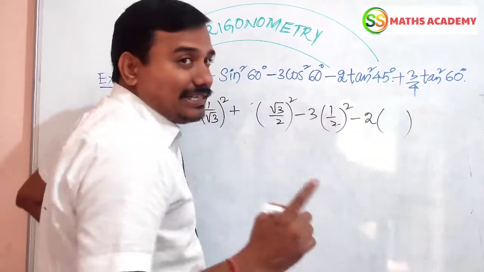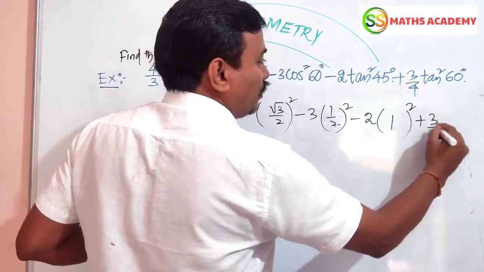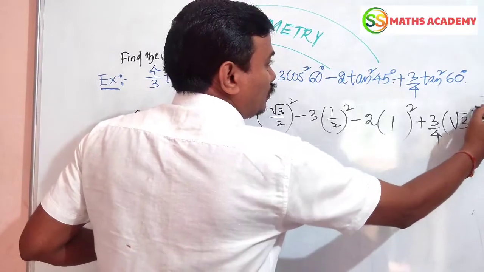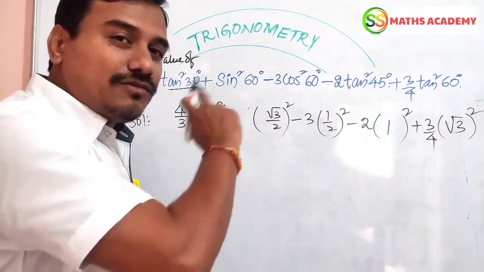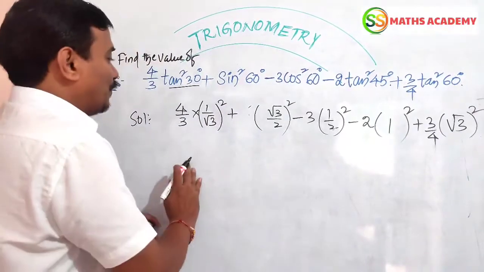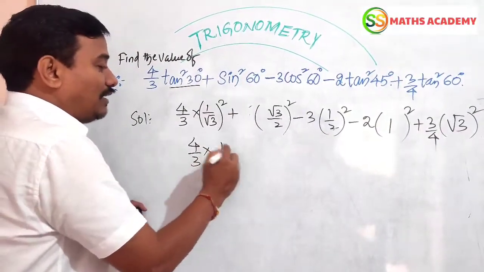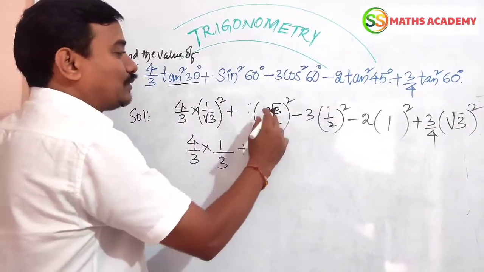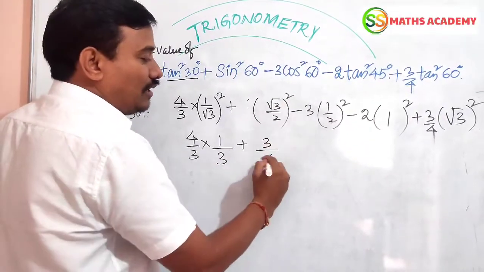Minus 2 tan 45 is 1, whole square. Put the whole square as it is. Tan square 60 is nothing but root 3 whole square. Every bracket has power 2, so we have to keep power 2. Now 4 by 3 times 1 square is 1, root 3 whole square means 3 only, plus root 3 whole square, the square and root cancel, 3 only, 2 square value 4.